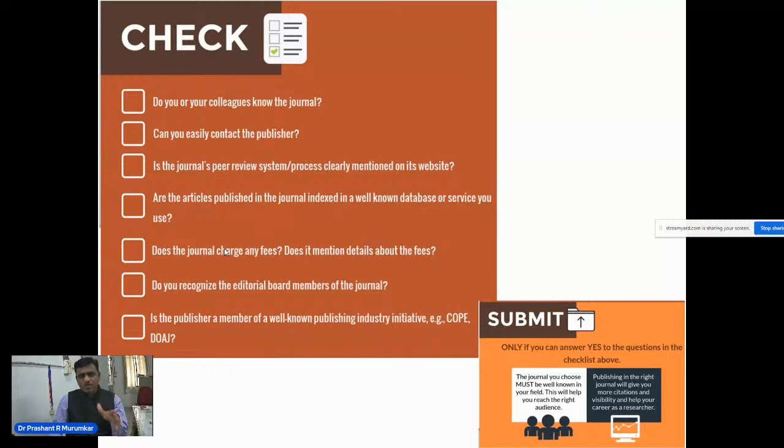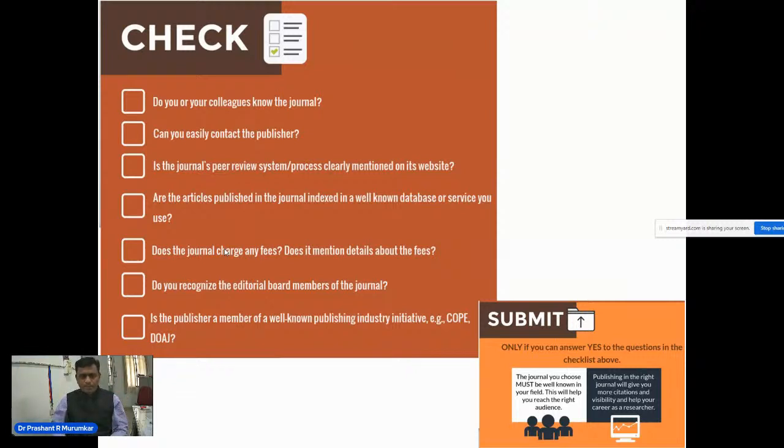You can cross-verify their names, and check their biodata also, whether the editorial board has a scientific background, whether they have published a good number of publications. So you need to cross-verify whether the editorial board has a scientific background in a particular area or not. If it is not, then I think you should not consider that journal.